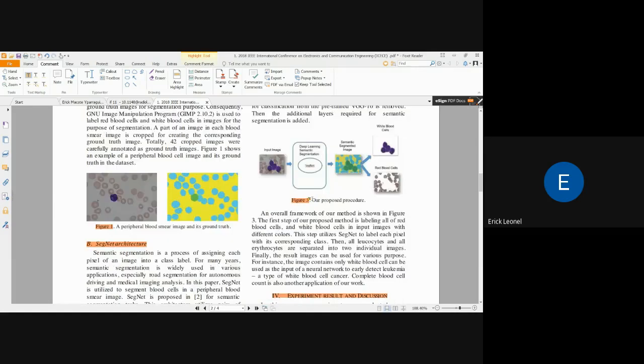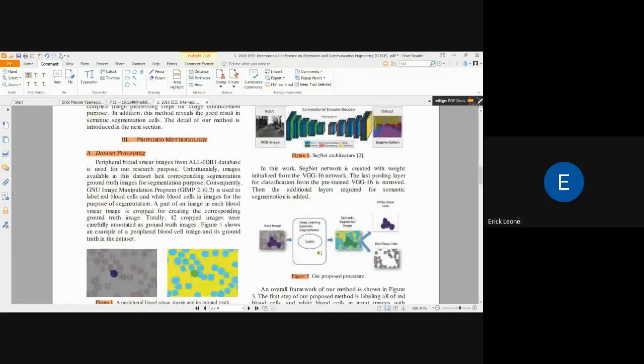On the other hand, here in Figure 3, the proposed method. The first step is labeling all of the red and white blood cells in the input image with different colors. This step utilizes SegNet to label each pixel with its corresponding class, and then all leukocytes and all erythrocytes are separated into individual images.